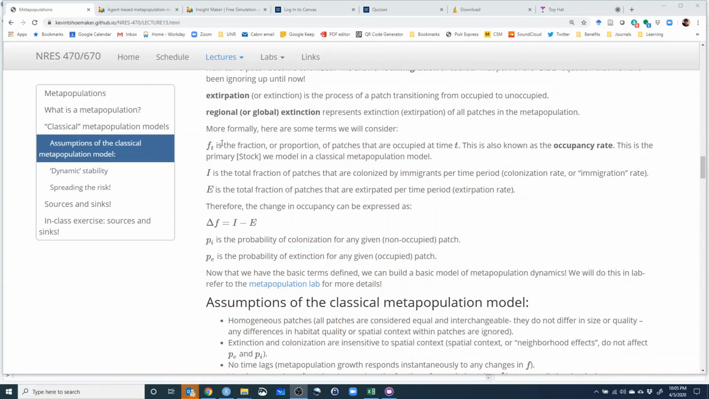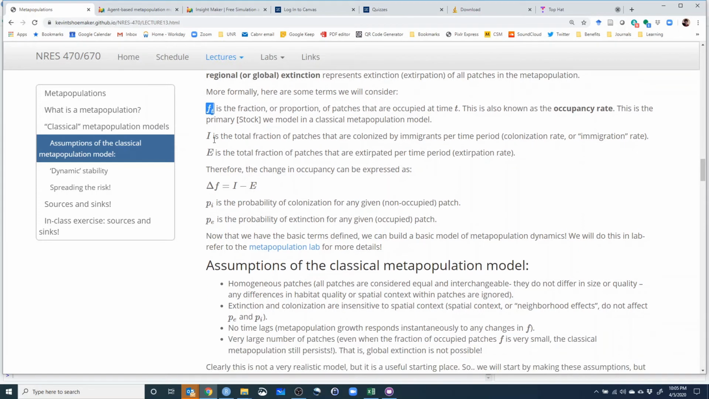More formally, and we'll go over this again in lab, F sub t is the fraction or proportion of patches that are occupied at time t. This can also be known as the occupancy rate. This is the stock. If we're modeling this in Insight Maker, F is the stock that we're modeling. I is the total fraction of patches that are colonized by immigrants per time period. It can be thought of as a colonization rate, or I'll put in quotes, immigration rate.